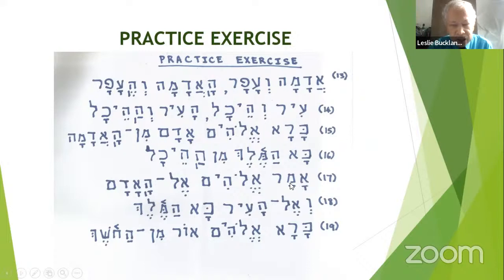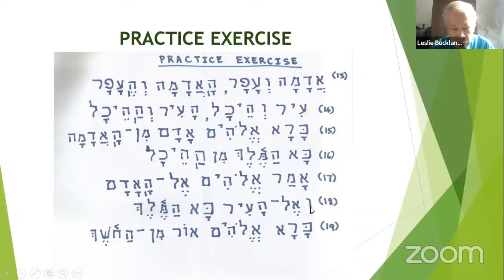Number 17, Amar Elohim El Ha'atham. Here is the verb Amar, which means he said. Elohim is the noun, which means God. El is a preposition that is unto. And here is makef, binding or joining onto the definite article and to the noun. Translation is, God said unto the man.